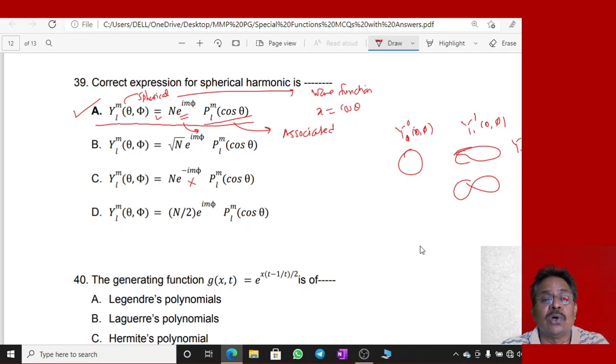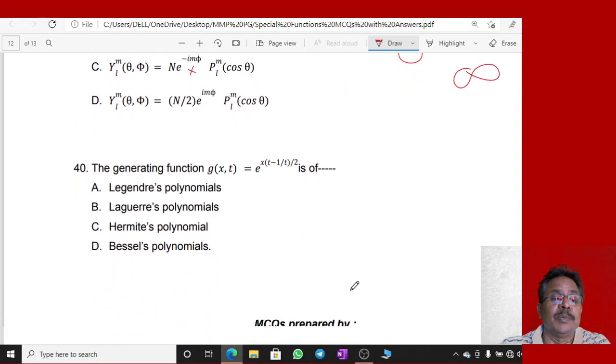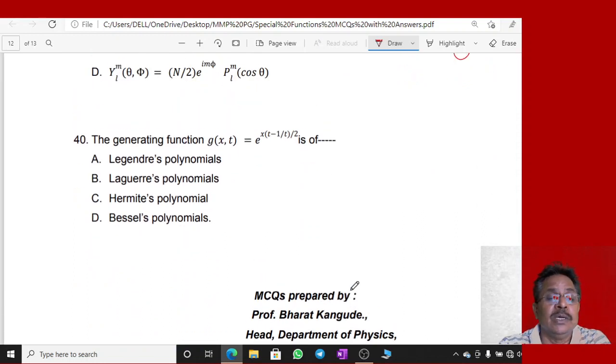You will come across all these spherical harmonics and the corresponding equations for them, which are associated with the associated Legendre differential equation and associated Legendre polynomials and so on. So the expression for the spherical harmonics is given by option A, which is the correct one. Now this is again a repetition question of what we have seen here.